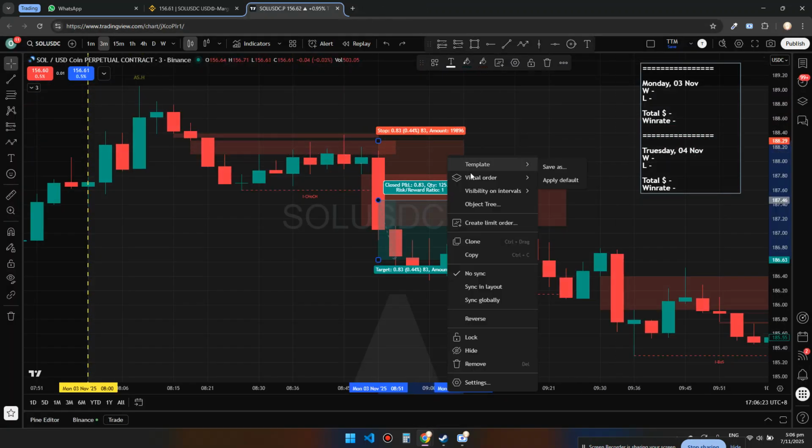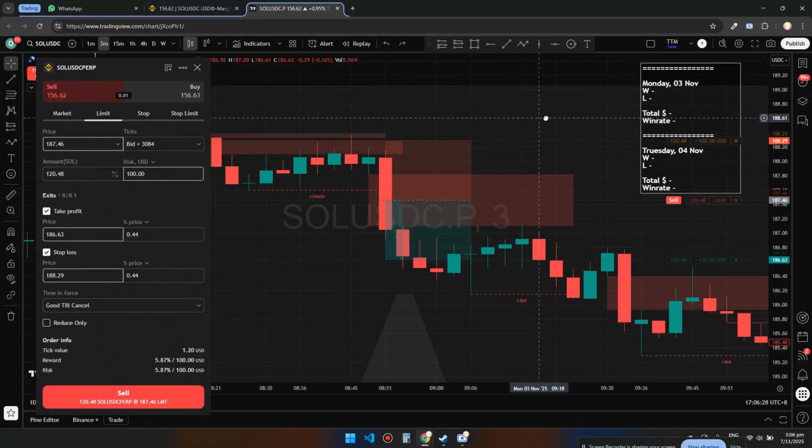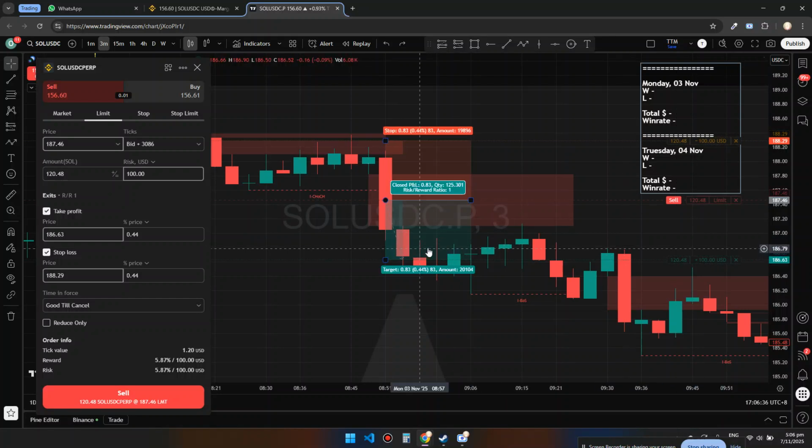Okay, right click, create limit order. And that is how, right, you can see on the right, if price goes to this area, I will lose $100. If price comes below here, I will win $100. So every trade I make, I'm risking 100 and I will profit $100.